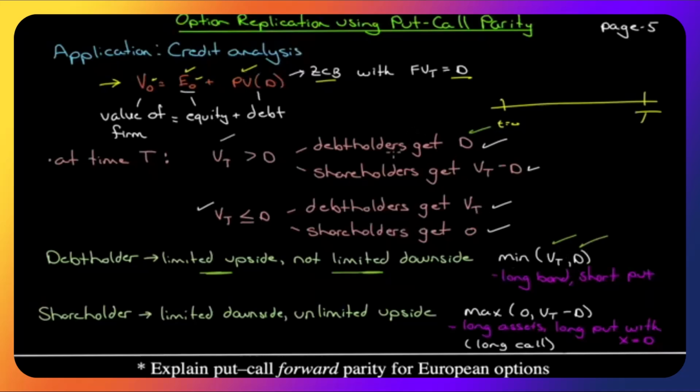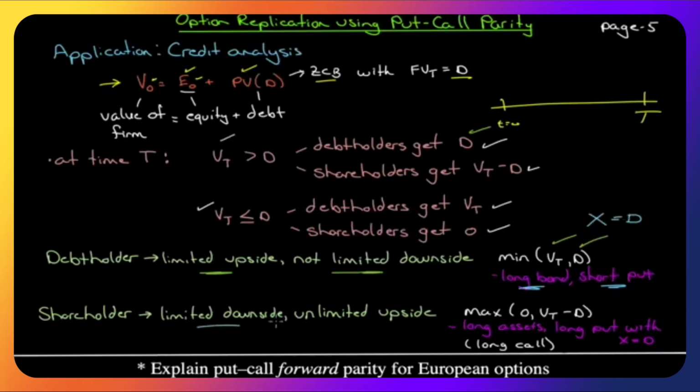So since the debt holders were holding the debt of the company, they are long the bond, and they are implicitly short a put option here. They sold the put because the shareholders can put the value of the assets to the bondholders if the value of the assets are less than the strike price here being the value of debt.